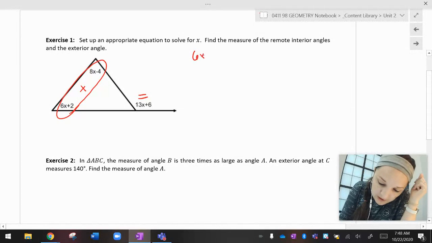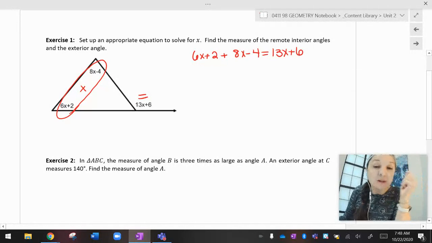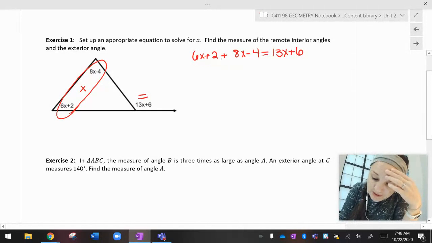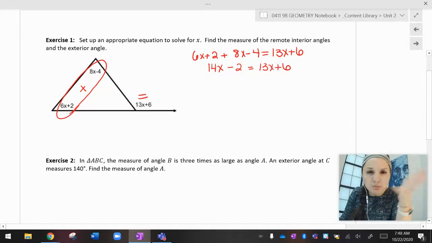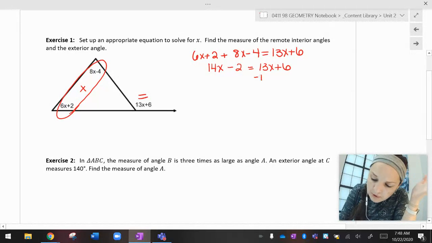So 6x plus 2 plus 8x minus 4 equals 13x plus 6. And now I just need to solve for x. So 6x and 8x is 14x. Plus 2 minus 4 is really minus 2. And let's see, I want to subtract the smaller amount of x's. So I'm going to subtract 13x from both sides. So 14 minus 13 is 1x, or really just x.